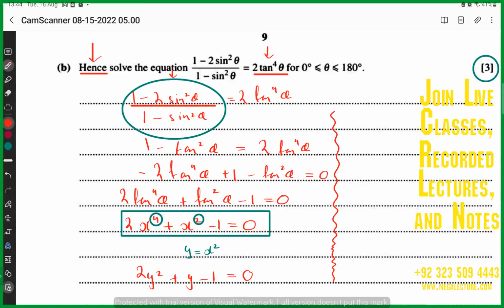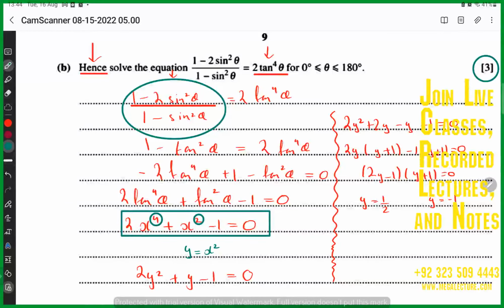Okay, so the two quadratic factors would be 2y squared plus 2y minus y minus 1 equals 0. So I will take 2y common, y plus 1, minus 1 common, y plus 1 equals 0. And this would give me 2y minus 1, y plus 1 equals 0. So y is equal to 1 by 2 and y is equal to minus 1. Okay.